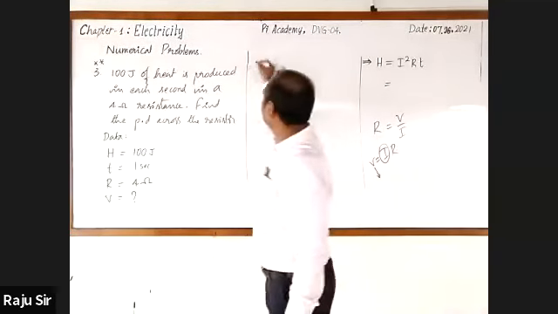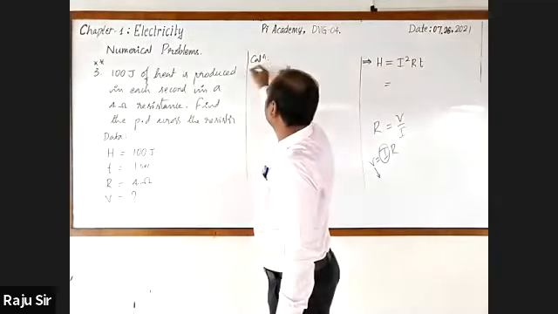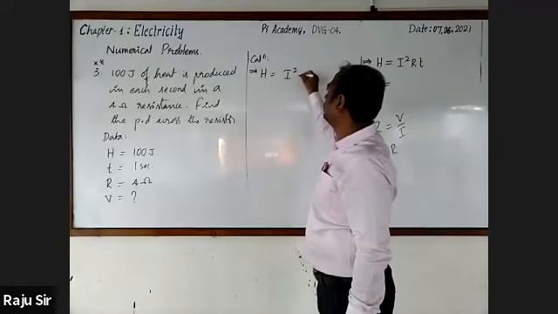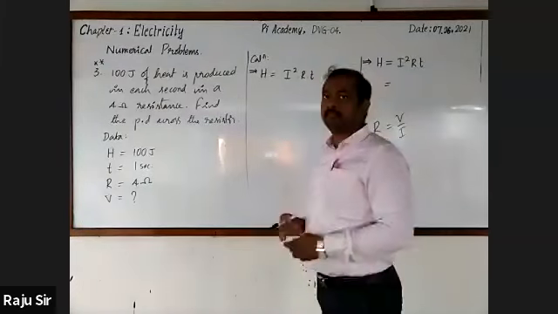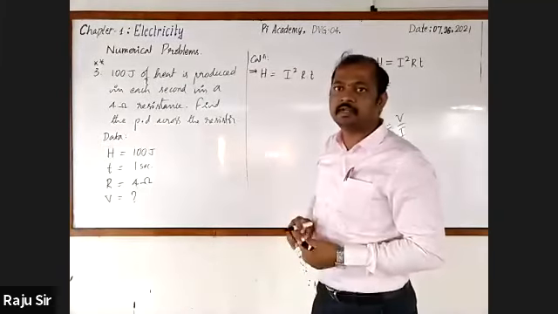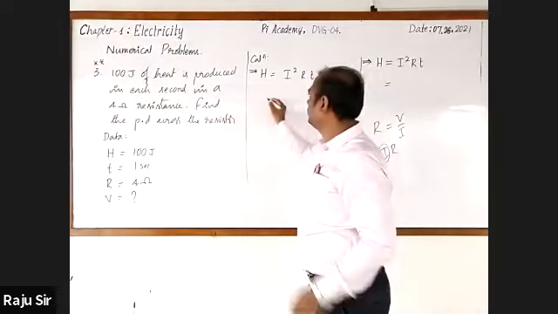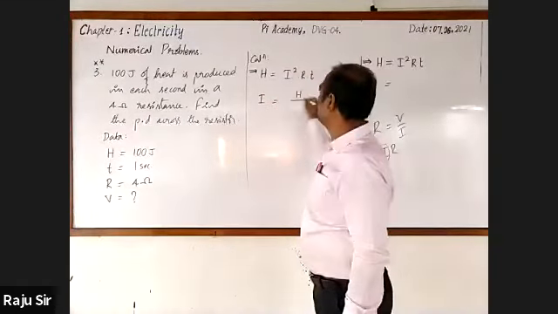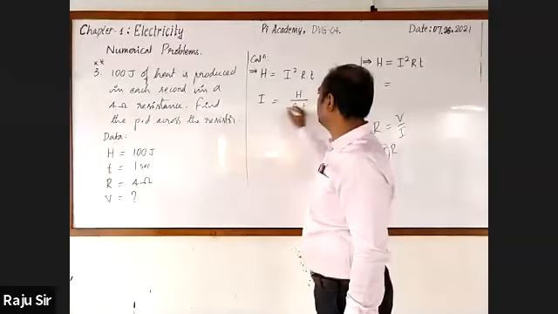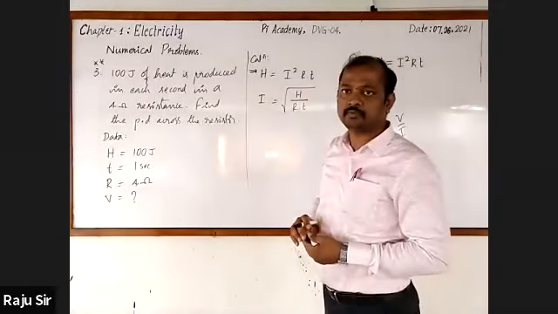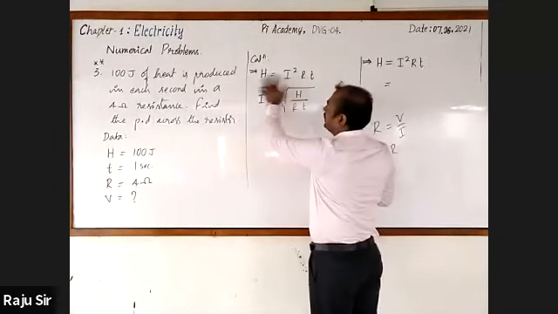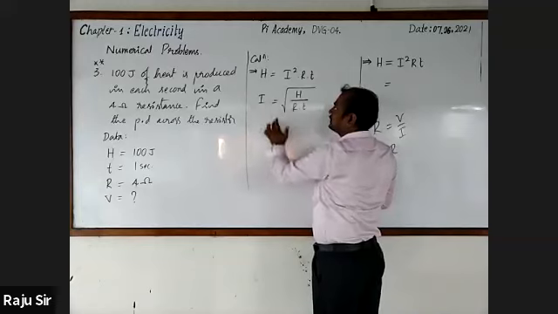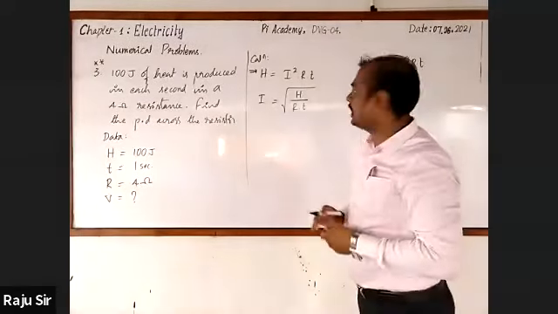Right, with calculation. H is equal to I square into R into T. First, let's go for solving I. Now we can write I is equal to H by R into T. Then you can put square root. I square is equal to H by RT, transposing RT, it comes to the denominator. Then I is equal to square root of H by R into T.